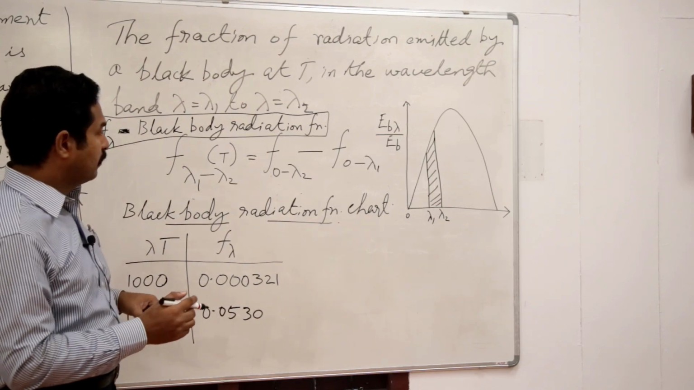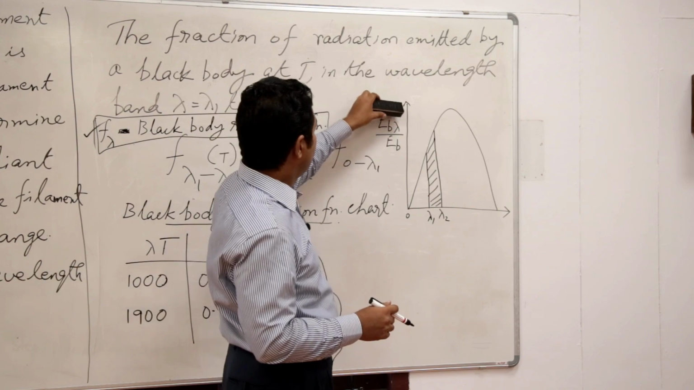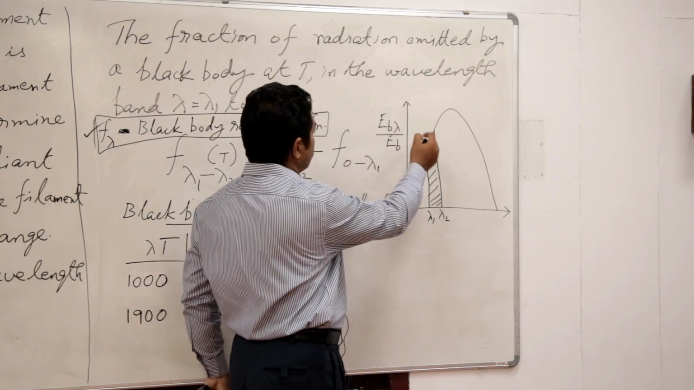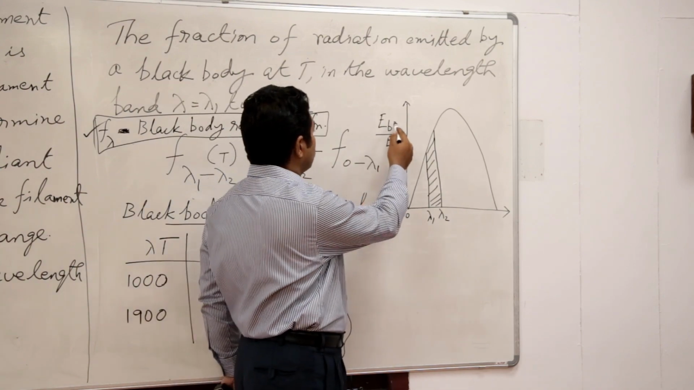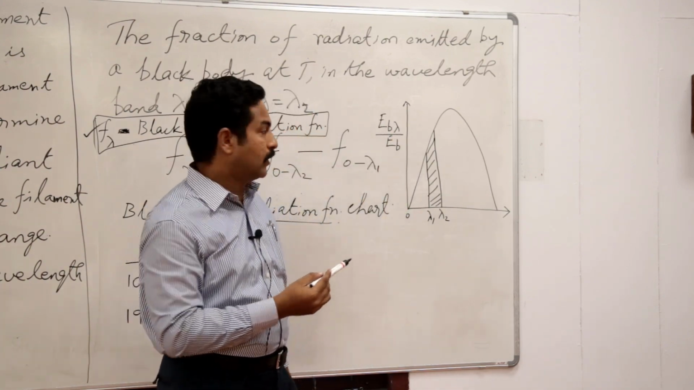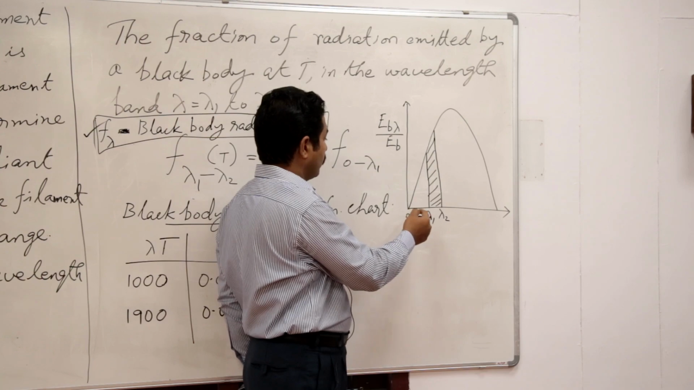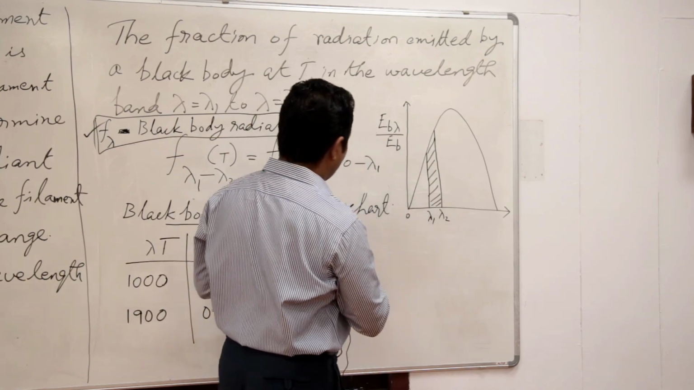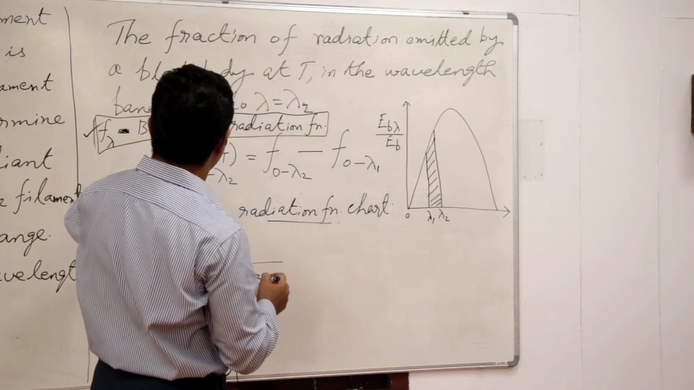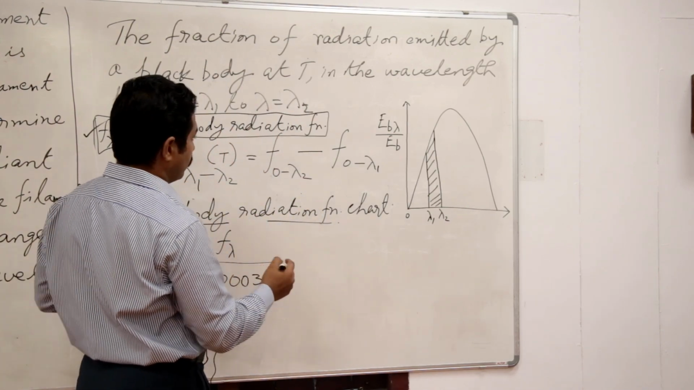Then these things can be depicted by this. Suppose I am drawing a curve like this, then this is E_b lambda, that is the ratio of spectral Blackbody emissive power to the Blackbody emissive power. For a particular band, we are interested, so you can see that F of lambda 1 to lambda 2.